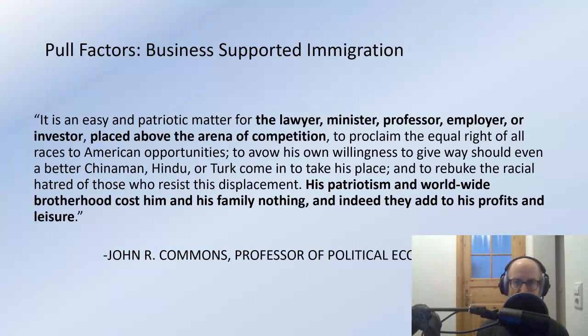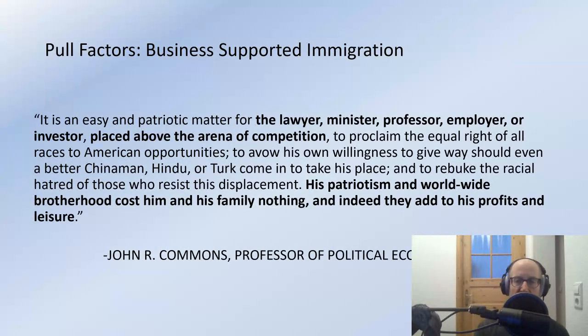But in contrast, Commons argues, the average American and the lower middle class American stand a lot to lose from having to compete with other people coming to America. And of course, in the midst of that sort of economic debate is this racial and ethno-religious debate, right? Should they give way to a Chinaman, a Hindu, or a Turk, to take his place? So this is more than a dog whistle by the otherwise progressive Professor John Commons.